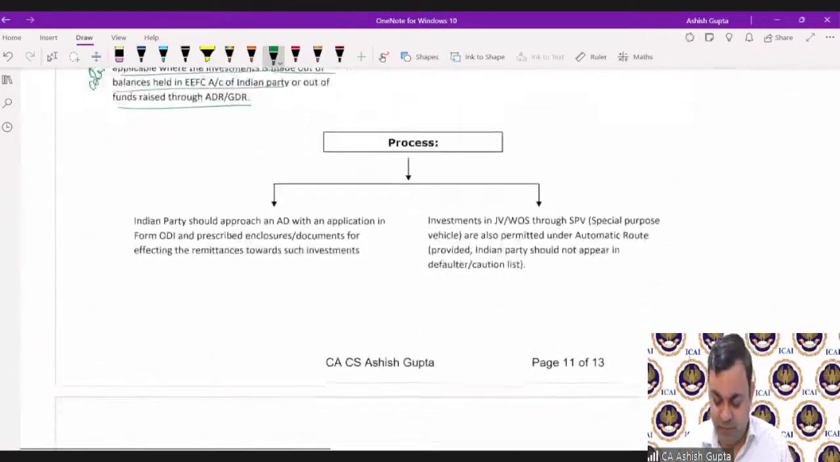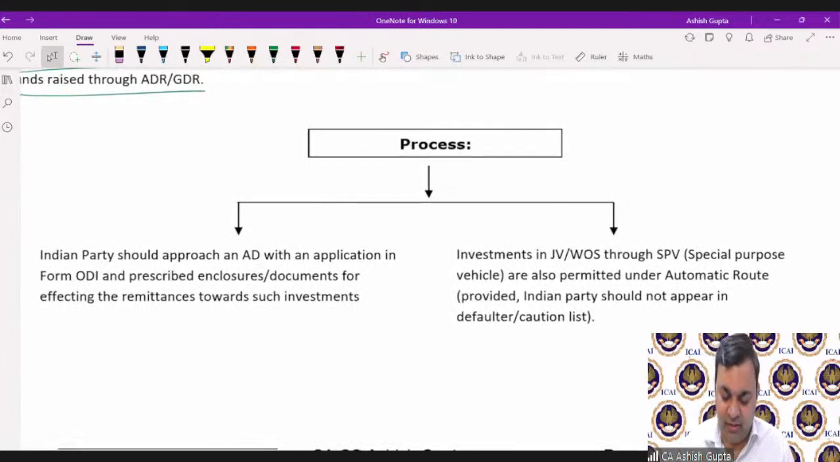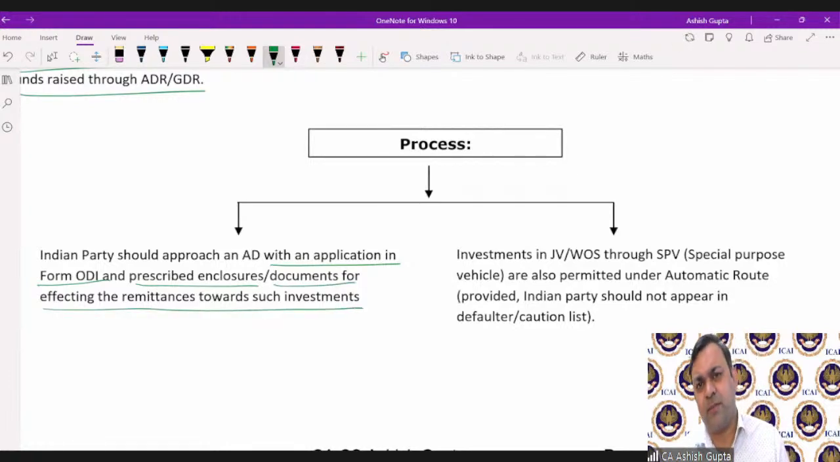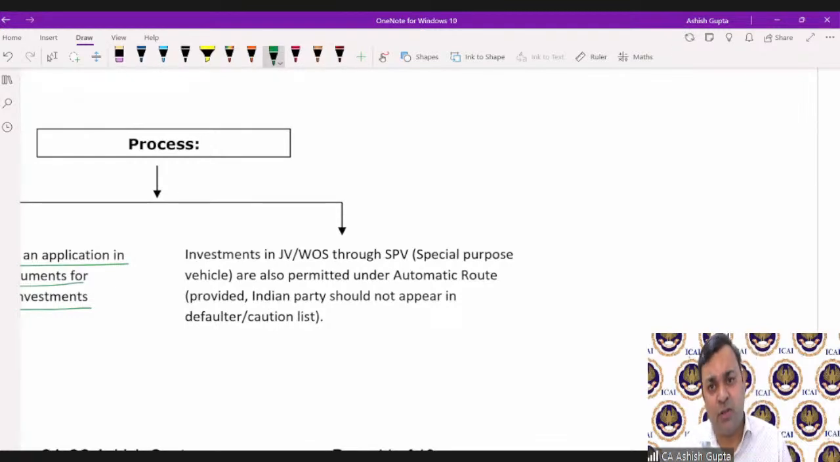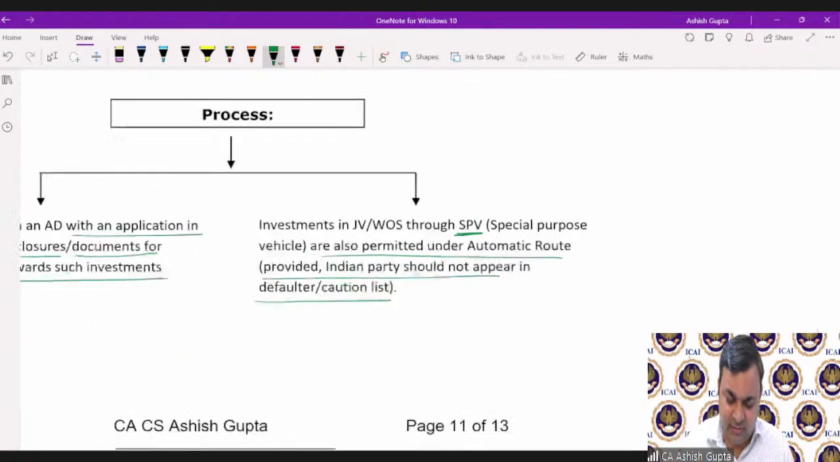Now, what is the process? The Indian party should approach an authorized dealer with an application for ODI and prescribed enclosure documents for effecting the remittance towards such investment. Investment in joint venture or wholly owned subsidiaries through an SPV, special purpose vehicle, which provides a framework for investing, is also permitted under the automatic route. The Indian party should not appear in the defaulter caution list. This is the most important point, that the Indian party should not be in the RBI caution list.